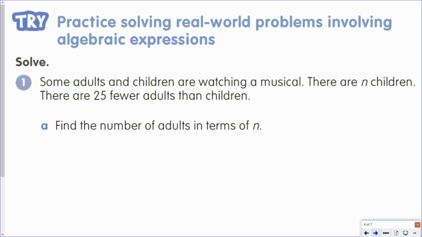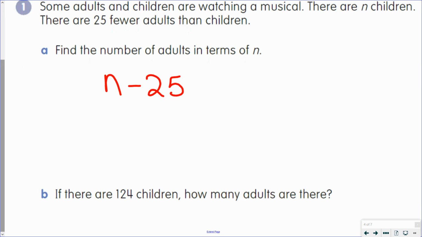Some adults and children are watching a musical. There are N children. There are 25 fewer adults than children. To find the number of adults in terms of N, well, if there's N children, if there's 25 fewer adults, we're going to take those 25 adults off. So our expression would be N minus 25.